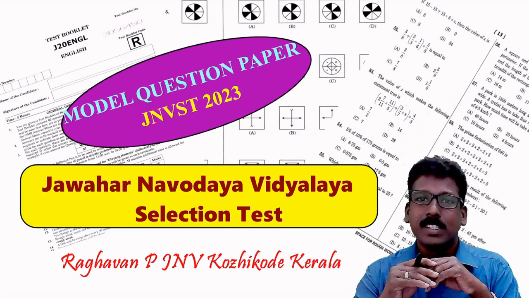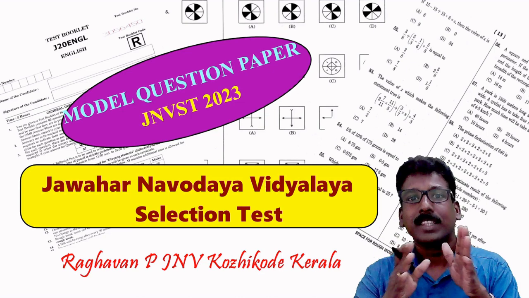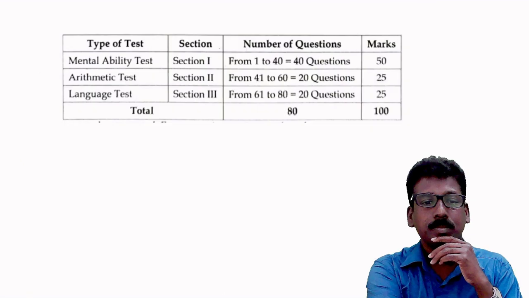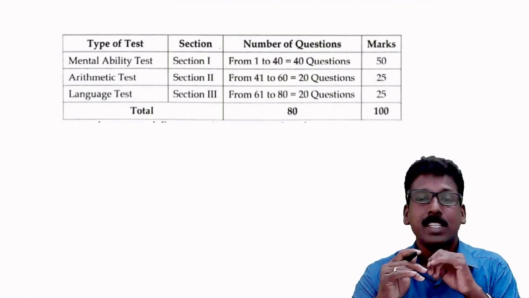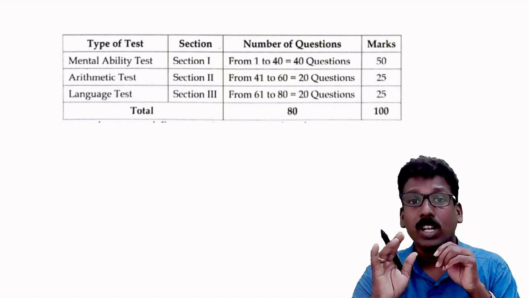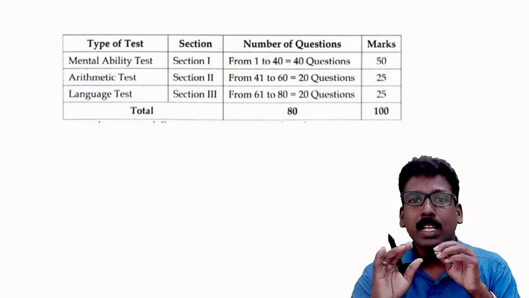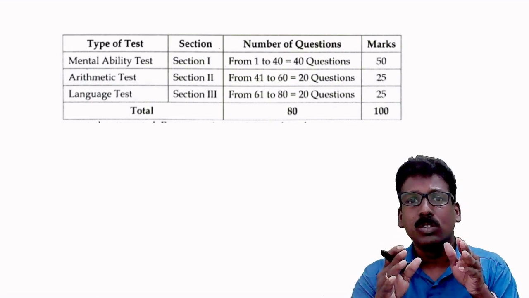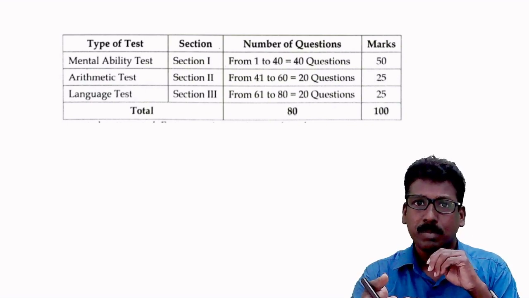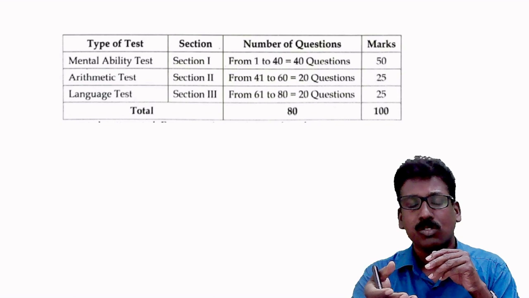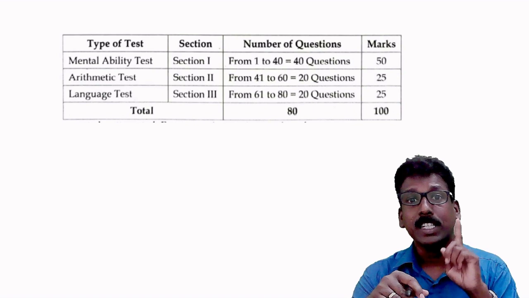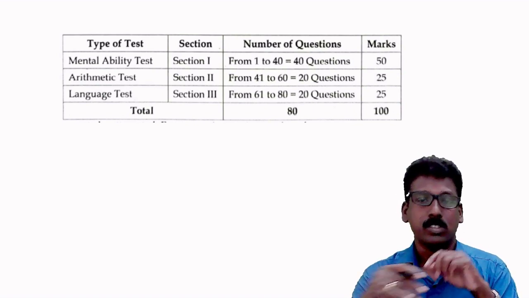This question paper contains 80 questions and there are three parts. They are mental ability test, arithmetic test, and language test. There are 80 questions for 100 marks. Mental ability test has 40 questions for 50 marks. Arithmetic test has 20 questions for 25 marks and language test has 20 questions for 25 marks. That means there are 80 questions for 100 marks, each question carrying 1.25 marks.